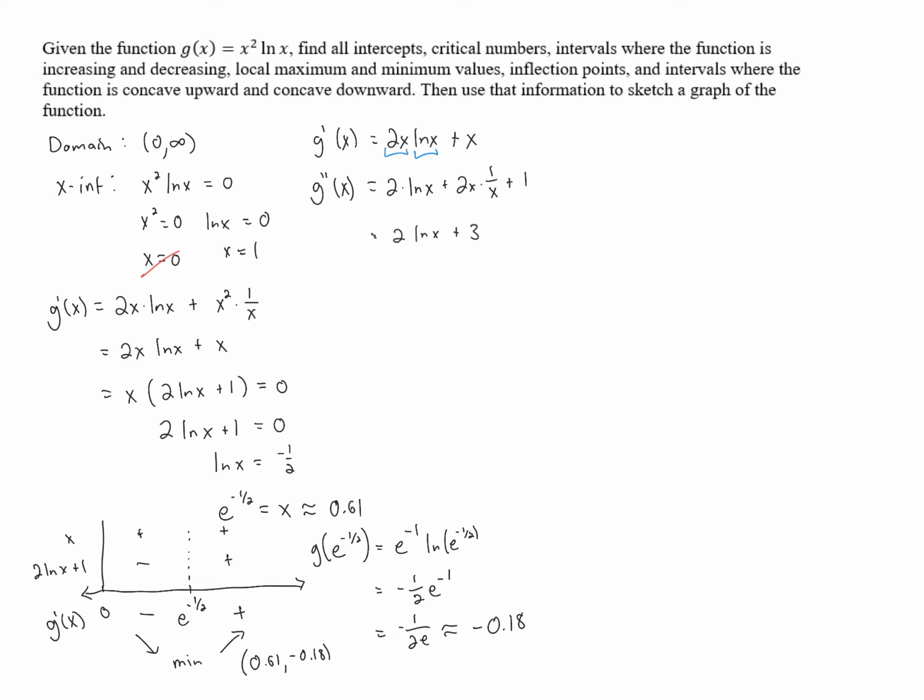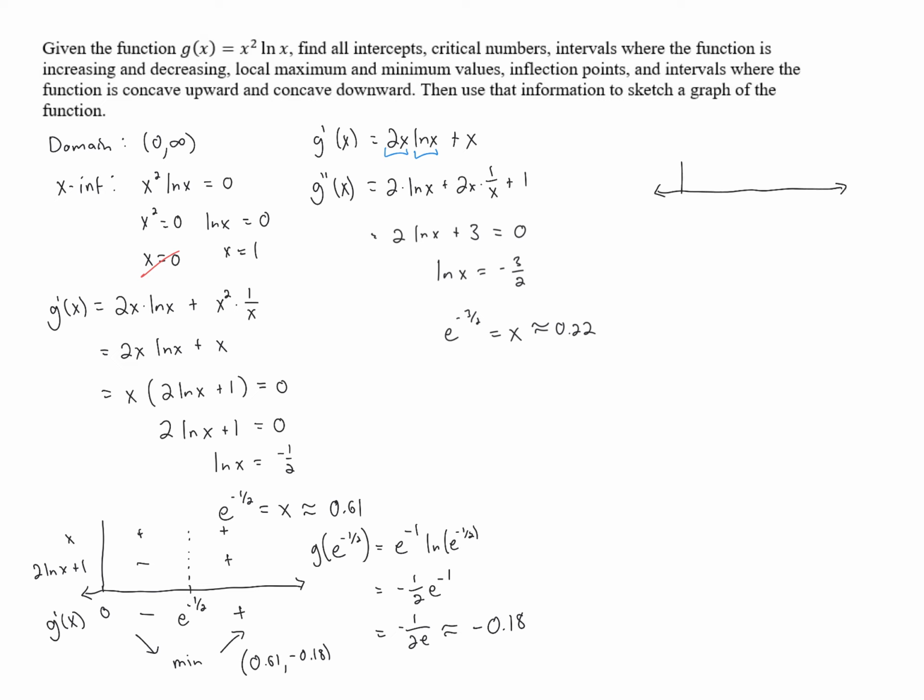And if we want to check the concavity to find any possible points of inflection, we need to know when this equals 0. So if we subtract 3 and divide by 2, this will happen when ln of x is negative 3 over 2. And if we rewrite this in exponential form, that's e to the negative 3/2 equals x. And that occurs at approximately 0.22.